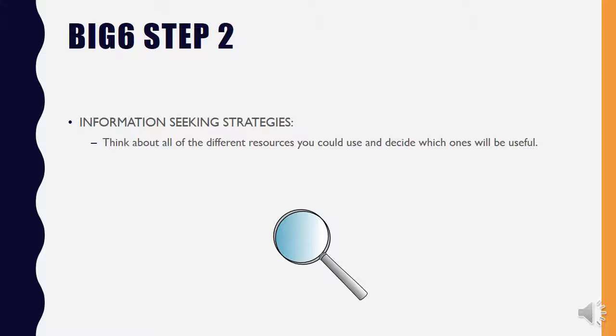The second step is information seeking strategies. In this step, you need to think about all the different resources you could use, then narrow it down to the ones that will be useful to your research. For example, you could use books, journals, websites, your teachers, the librarians, your parents. Those are all resources.